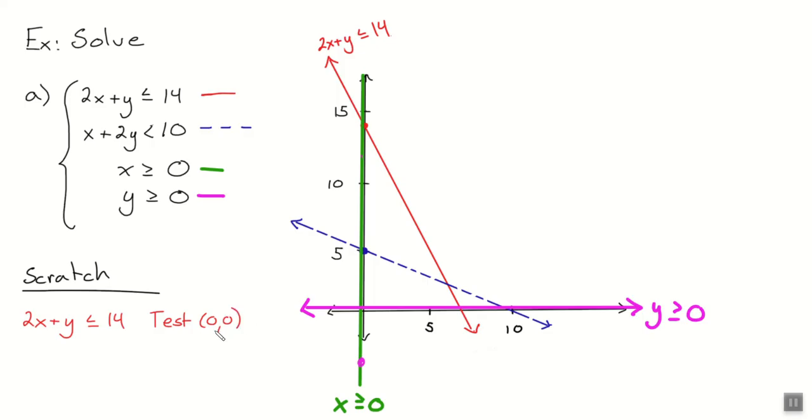Because all I require is any point that's not on this red line. (0, 0) is not on the red line. I'm going to try it. Let's just see what happens. I get 0 plus 0 is less than or equal to 14. 0 is less than or equal to 14. Is that true or false? That's true. Now, each independent line cuts the plane into 2 pieces.